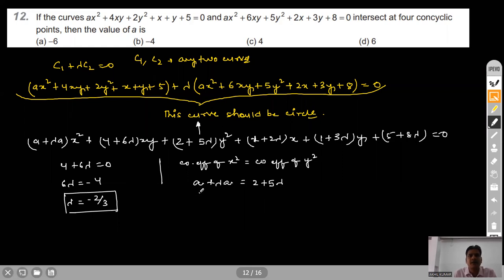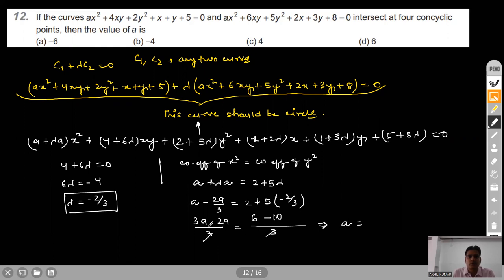So, and we need to find the value of a. So, a plus lambda is how much? Minus 2 by 3. So, minus 2a by 3 is equal to 2 plus 5 into lambda, which is minus 2 by 3. So, if you take LCM, we get 3a minus 2a is equal to, how much will it be coming? It will be 3 times 2, so 6 and minus 10, right? So from here, 3a minus 2a is a, so a will be equal to minus 1. So this will be our answer.